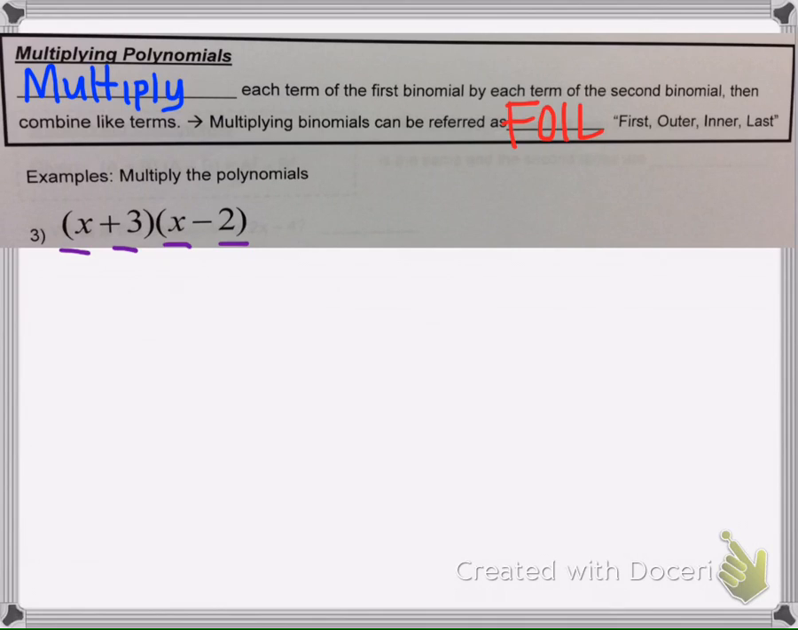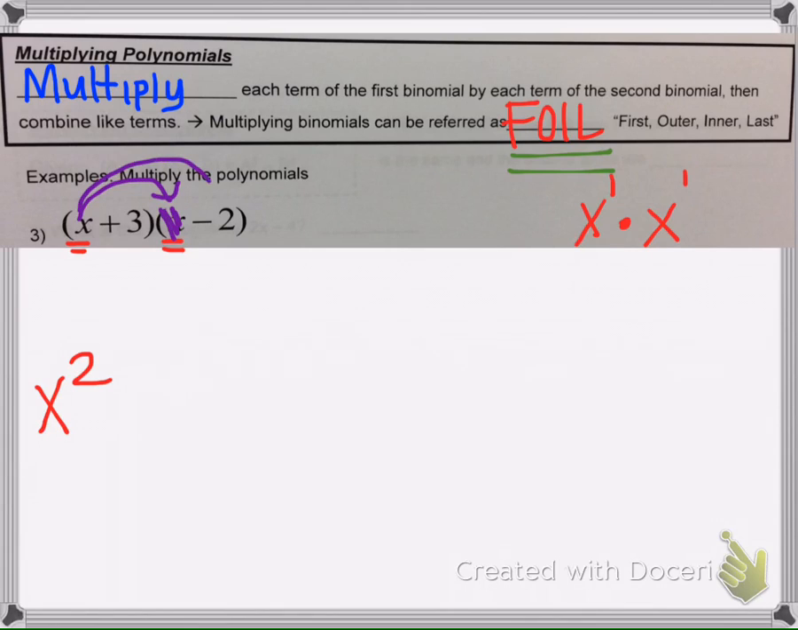Now, if we have a binomial times a binomial, this could also be called foiling. But it only works if you have a binomial times a binomial like this one. Okay, so we're going to start with this x here, and we're going to multiply it by this x. So x times x, we add the exponents, and we would get x to the second power. Now I'm going to cross this out for a second. Now I'm going to multiply the x by the negative 2, so x times negative 2.